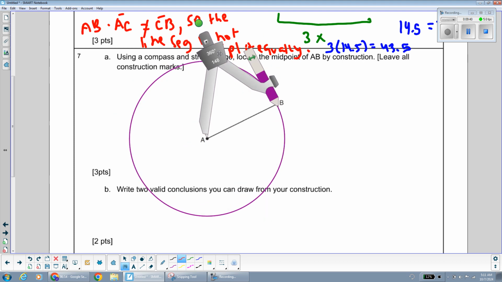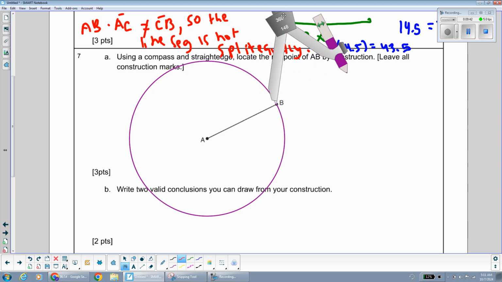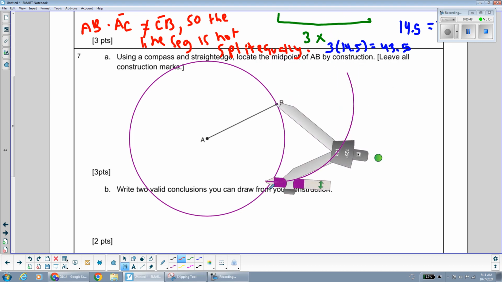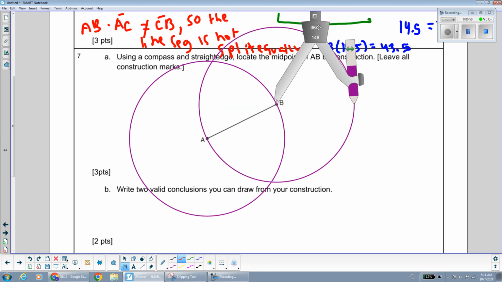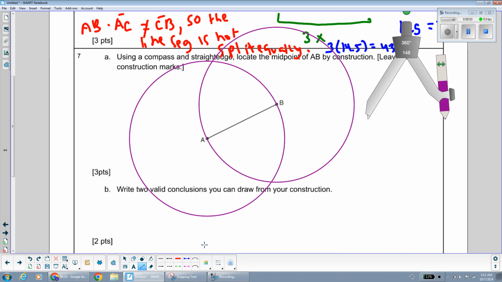And I'm going to swing a circle. And then without changing my distance, I'm going to go over to the other endpoint. And I'm going to make an equally sized circle. Right through those two intersection points, I'm going to make my perpendicular bisector. And now we have located the midpoint, where it splits the line segment equally into two congruent parts.